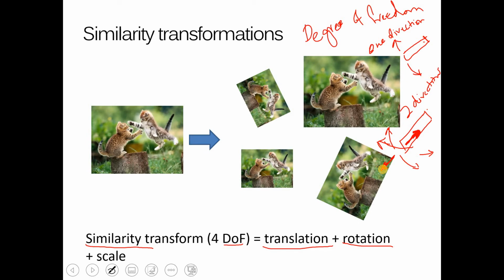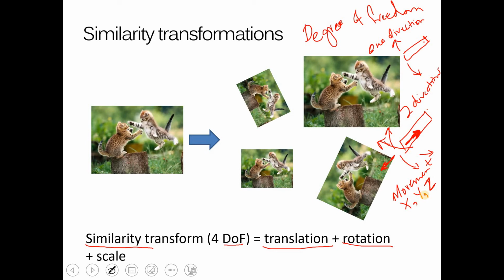So degrees of freedom can be in the form of movement. These are related to movement or displacement. Movement-related degrees of freedom are in the directions of the x, y or z axis. Clear?